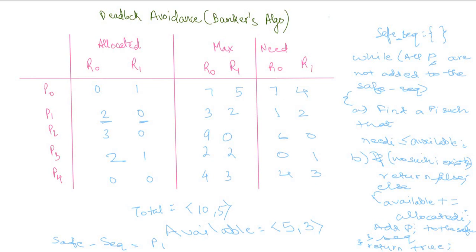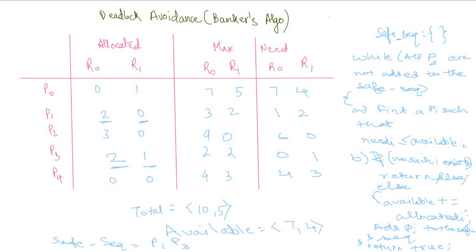Then we'll reach P3 and we'll see that this is 0 1, which is less than available, which means we can do this again. So we'll add this and this, so it will become 7 4. This will become 7 4, and we will add P3 here. Next, let's move on.